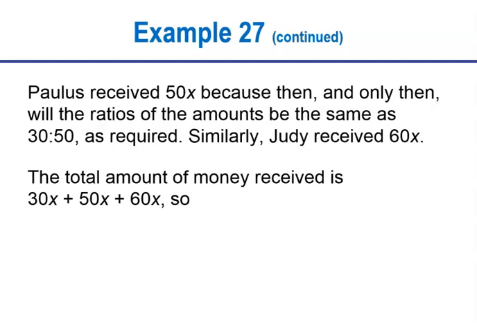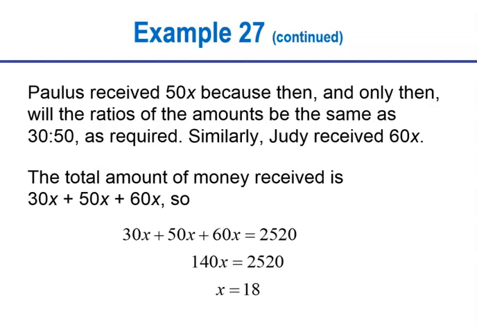Now what do you expect? Well, that's going to give us that 140X that we talked about. And you set that equal to 2,520. And we're going to get $18 per hour, which is exactly what we did earlier, but we didn't use any algebra to do it. But it's very efficient to use the algebra.